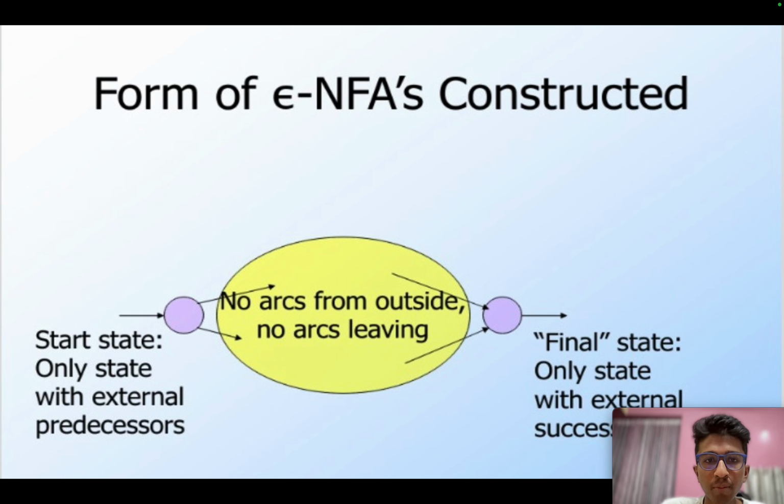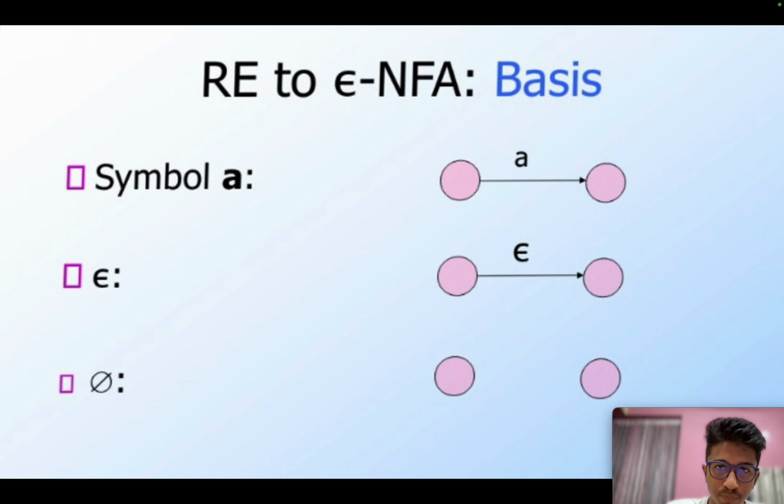Then we have the forming of the epsilon NFA constructed. Start state, we have the final state and the intermediate state. The only start state is for the external preceders, and the final state only for external preceders. No arcs from outside are leaving the intermediate state.